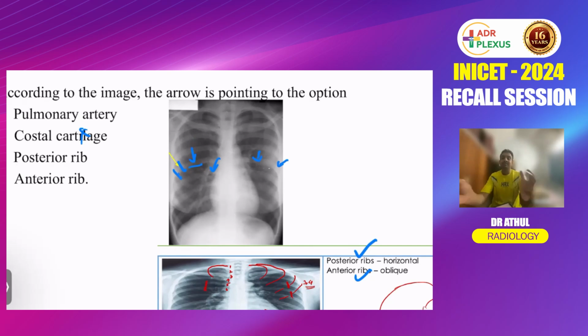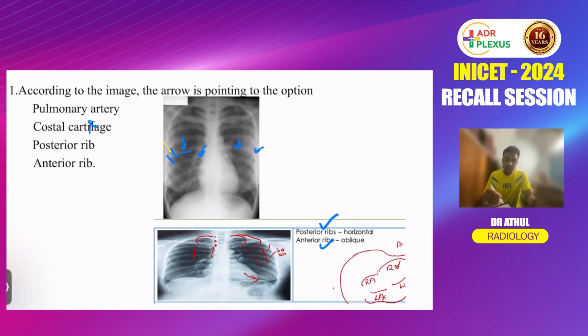So there is a discrepancy among students. Some are telling that it is posterior rib, some are telling it is anterior rib, whatever it is. You should be strong in the concept. If the arrow is pointing towards the horizontally oriented rib, then it is a posterior rib. If it is directed towards the obliquely oriented rib, then it is an anterior rib. That is the concept. So the first question is very easy.